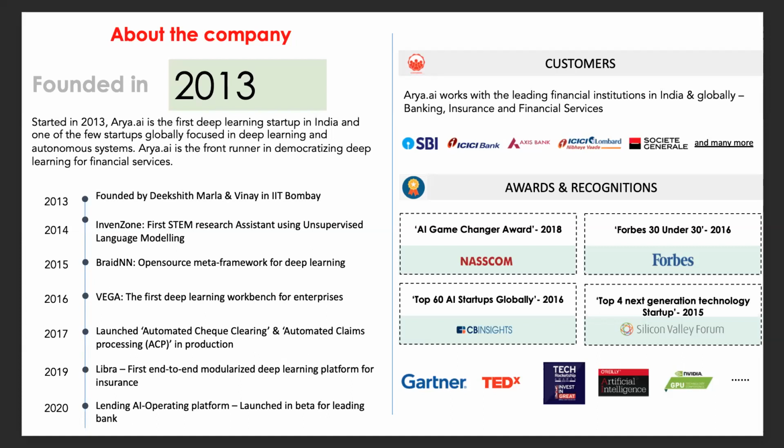This was started with Axis Bank initially in 2016-17. That was the first particular product we deployed in 2016-17, in Axis Bank. I'll go forward about the product in detail. These are some of the accolades we have received. Me and my co-founder were named in Forbes 30 Under 30 Asia, and we also got the AI Game Changer Award for this particular product.